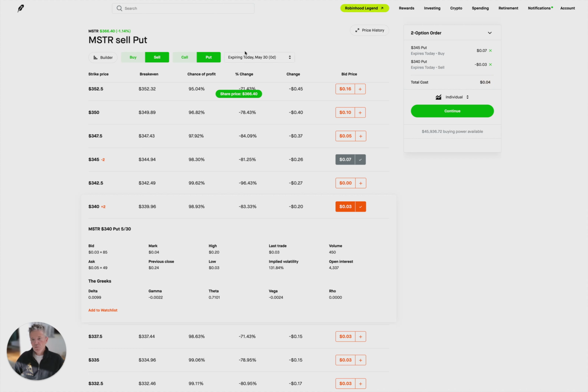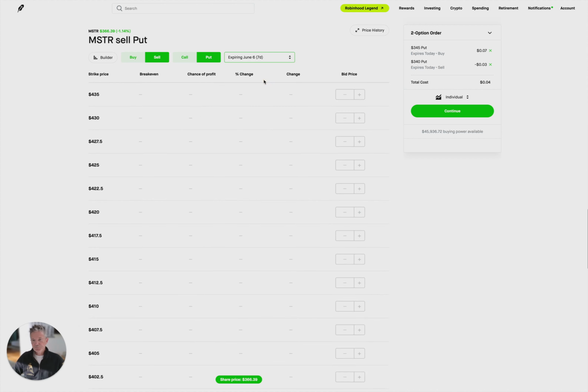Okay, we need to also check that we have the right expiration. The expiration we have is today, 5:30, which is correct. But now we've selected those 2 legs. Now we have to go out into the future. So we can open up our date range, and let's just go out 1 week. So I'm going to select June 6.